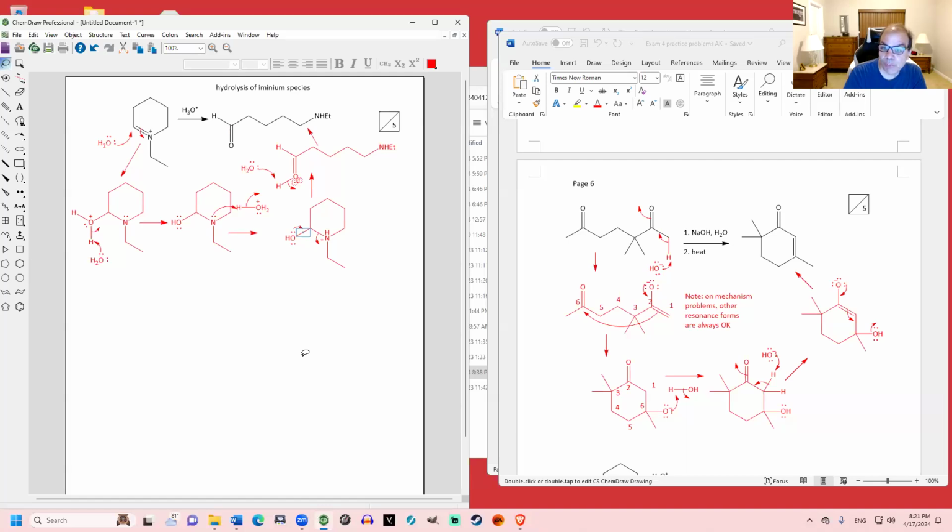It's the same mechanism we learned in class for any other iminium species. It's just that the amine and the carbonyl group happen to be tied together. So instead of getting a separate amine and an aldehyde or a ketone, you get just one molecule. But the mechanism's identical to what we covered in class.